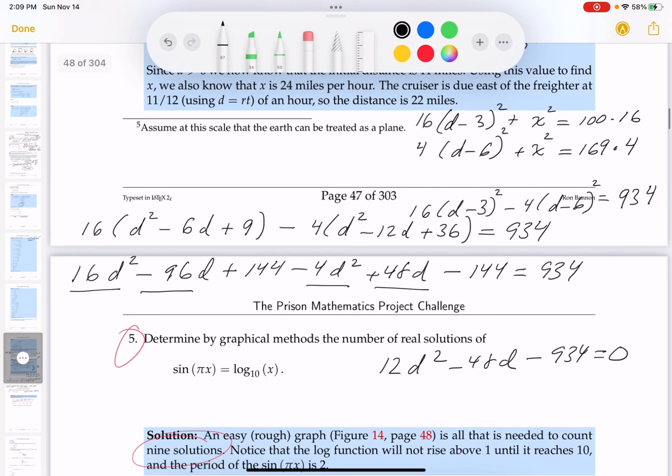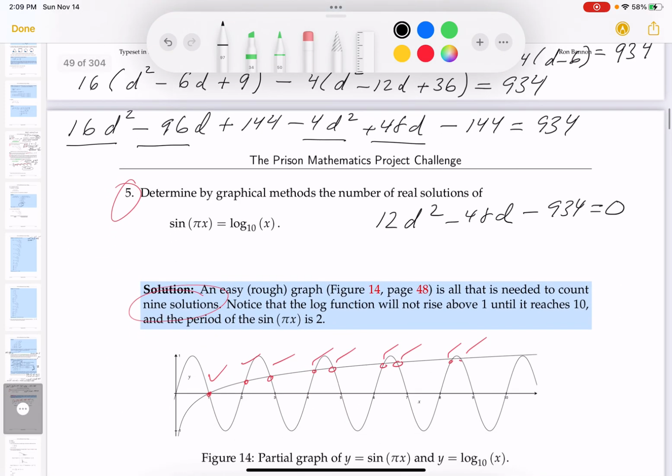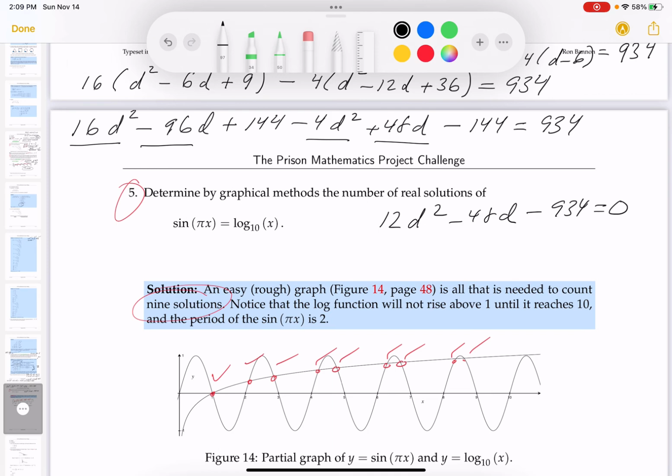I think I might have made a mistake in the arithmetic somewhere. Let me take a look. I've got to keep going. I'm going to divide by 2. 6d squared minus 24d. You may wonder what I'm doing, so I'm trying to make the numbers smaller. And that would be 450 and 17.